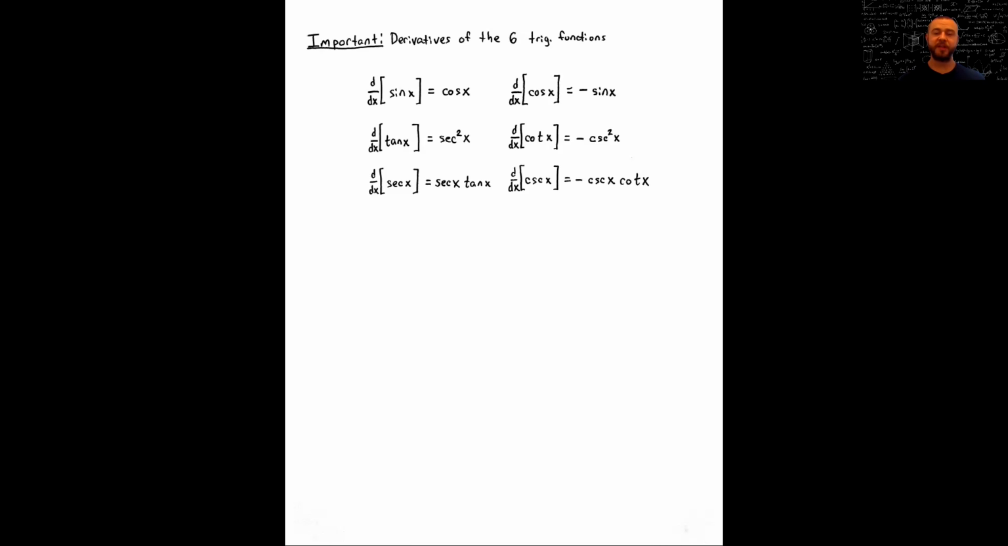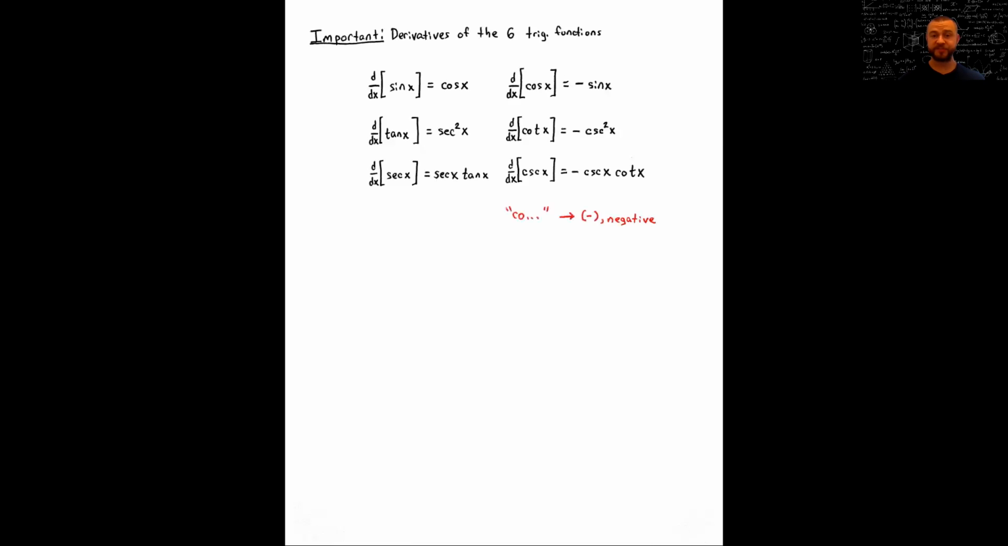But I want you to notice in the right column, the derivative of cosine, the derivative of cotangent, and the derivative of cosecant. Any of those trig functions with a co in the name, notice all of their derivatives have a negative sign in them. And that's a way that you can help speed up memorizing, thinking instead of being 6 separate derivatives to memorize, it's 3 with minor modifications.